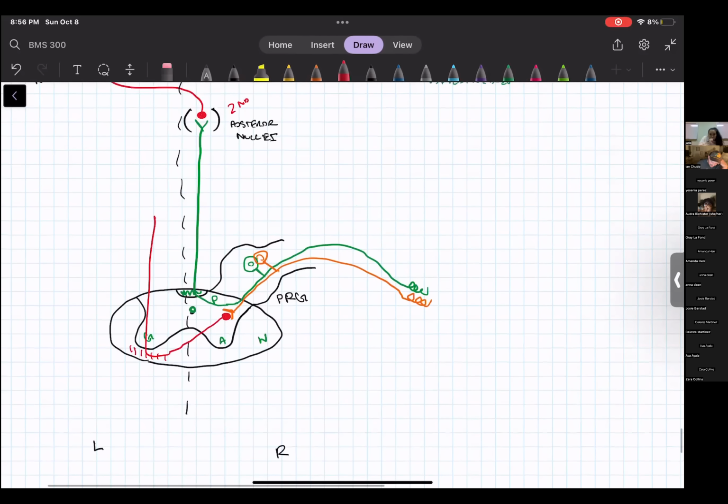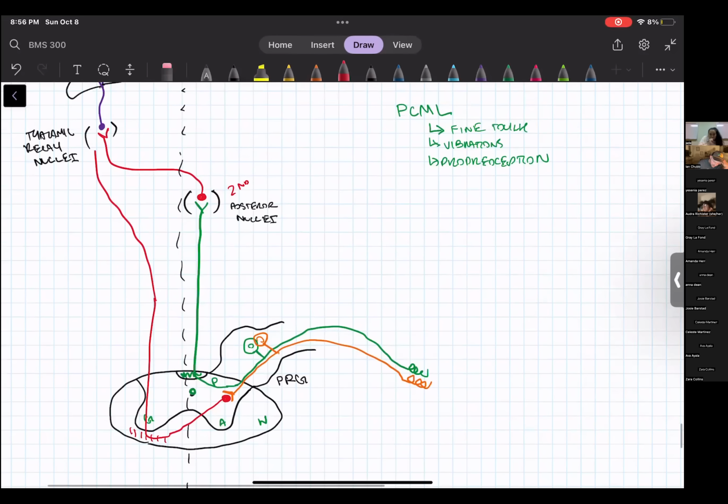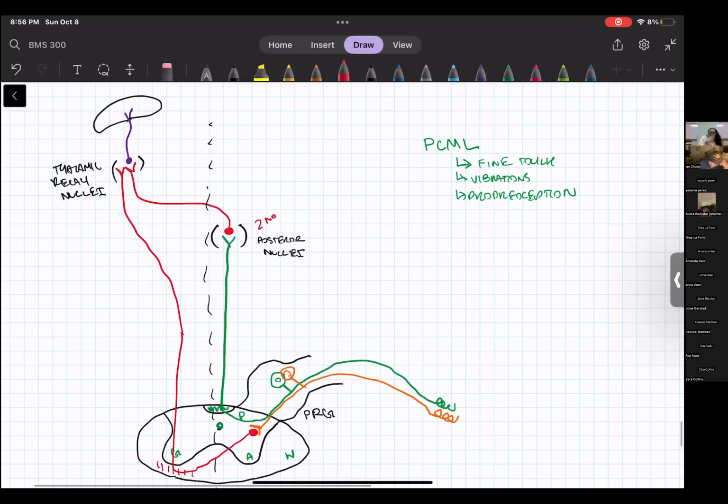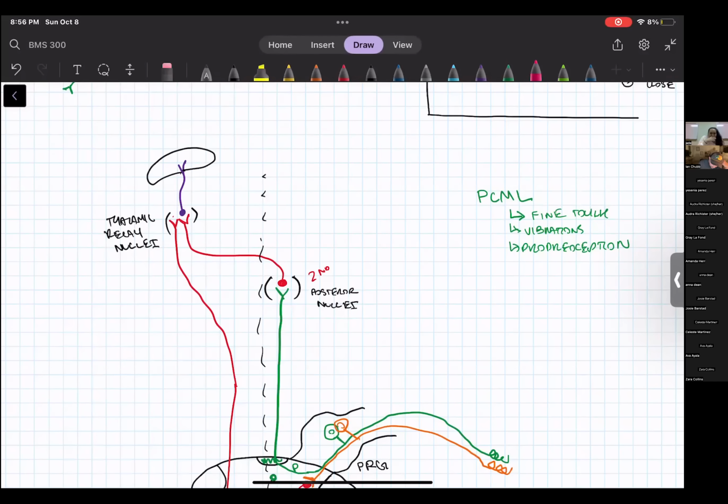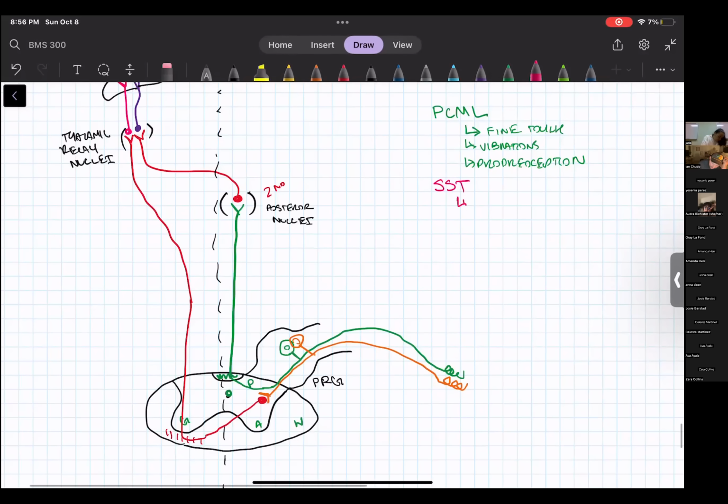And it's going to ascend. And it's actually going to go to the same place, thalamic relay nuclei. And then it's going to have its third order neuron synapse in the somatosensory cortex. The SST, so spinothalamic tract, carries pain and pressure.